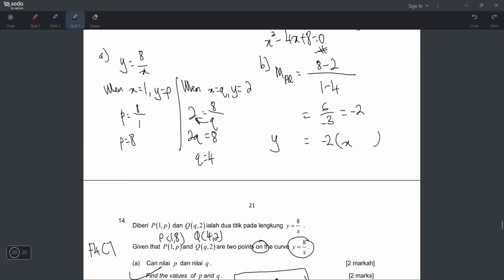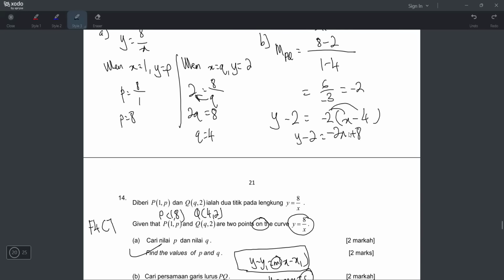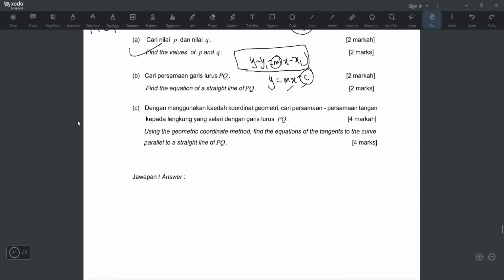Okay, 4 is the x coordinate, so letak dekat x, tapi kena tukar tanda. 2 is the y, so letak dekat y, tapi kena tukar tanda. Kenapa kena tukar tanda? Sebab formula dia minus. Y minus y, x minus x. Okay, y minus 2 equals to darab dapat -2x, -2 times -4, positive 8, y equals -2x plus 8 plus 2, plus 10. Siap, ini jawapan. Right? So simple.